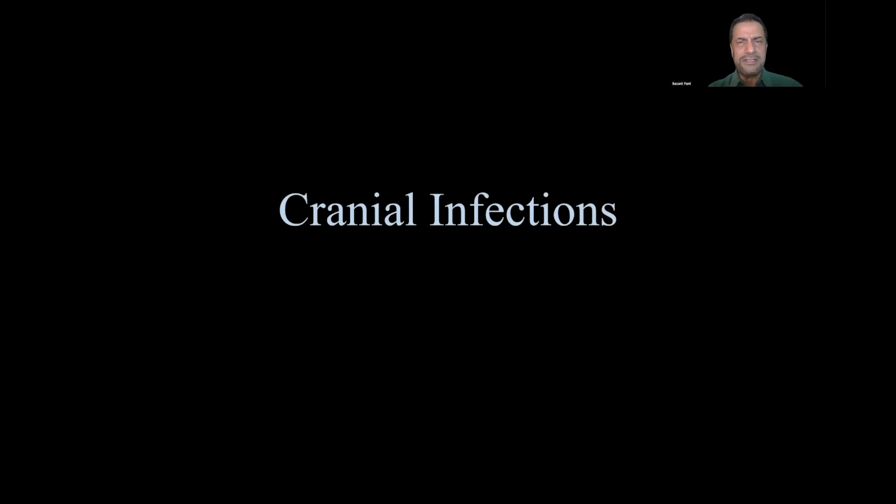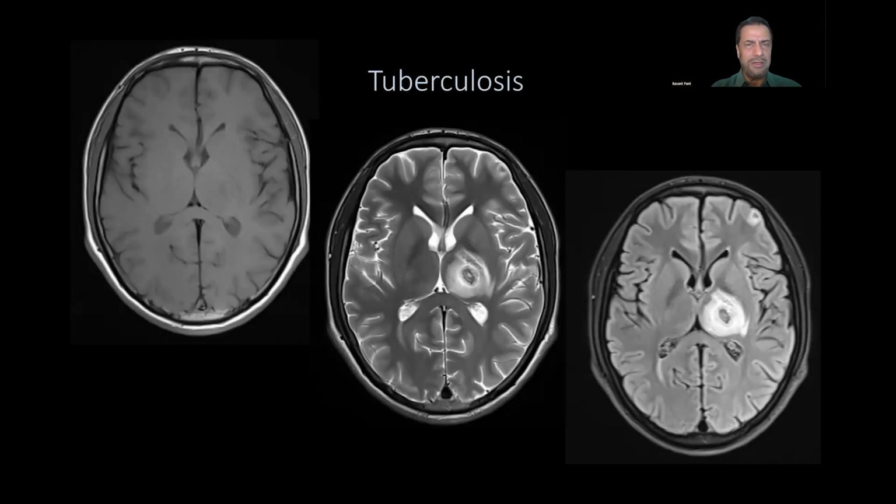Some cranial infection that I want to show you. This is a case of tuberculosis, where you can see in the thalamus area a lesion that is iso in T1, low in T2, with edema around it, and you can actually see the level of the internal capsule also.